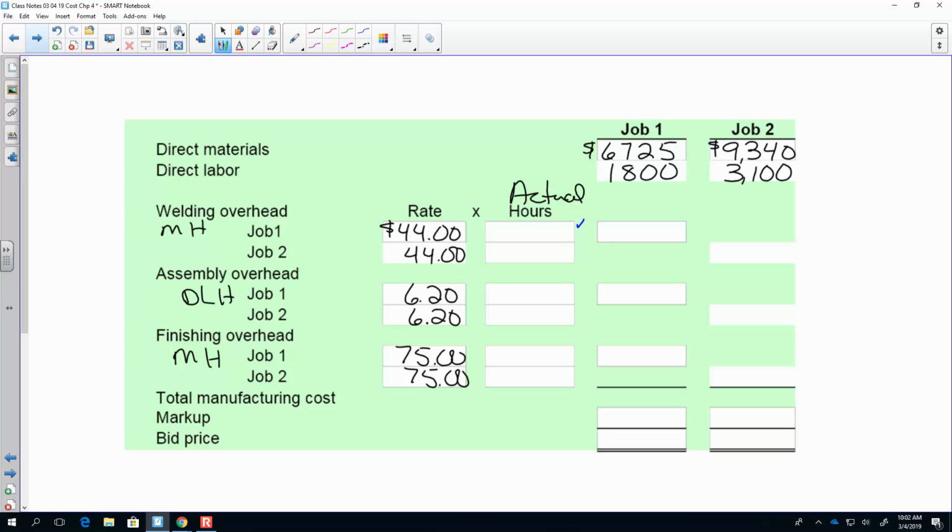50. 50, very good. How about job 2? Or 50 for that one too. 50 for that one too? Good. Excellent. Let's just keep going down the column here. Going to our next department, assembly, what hours do I use for job 1? 60. Awesome. And? 20. Excellent. 20. Correctly. Careful.